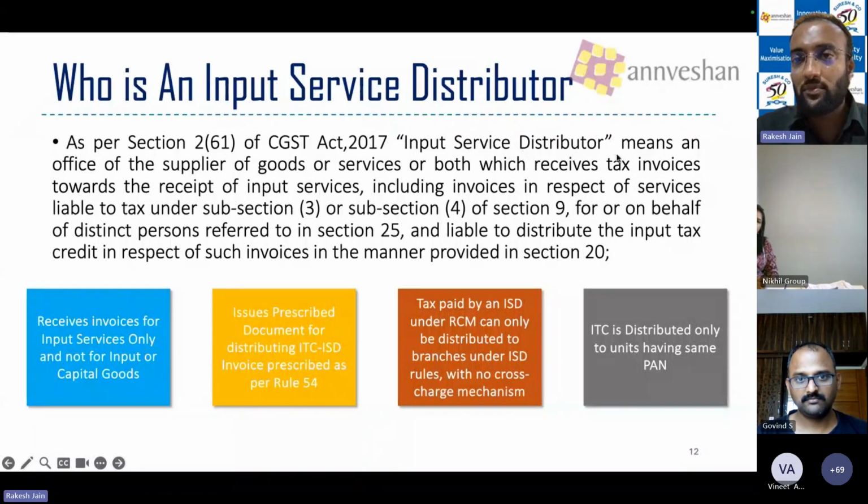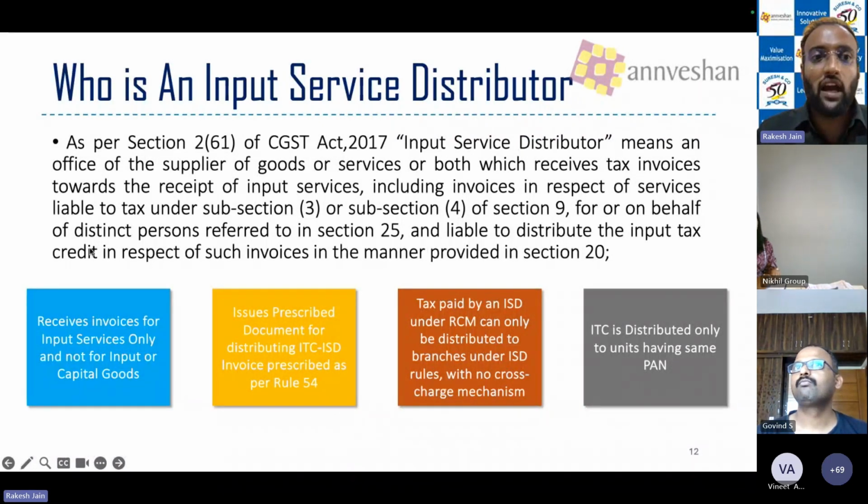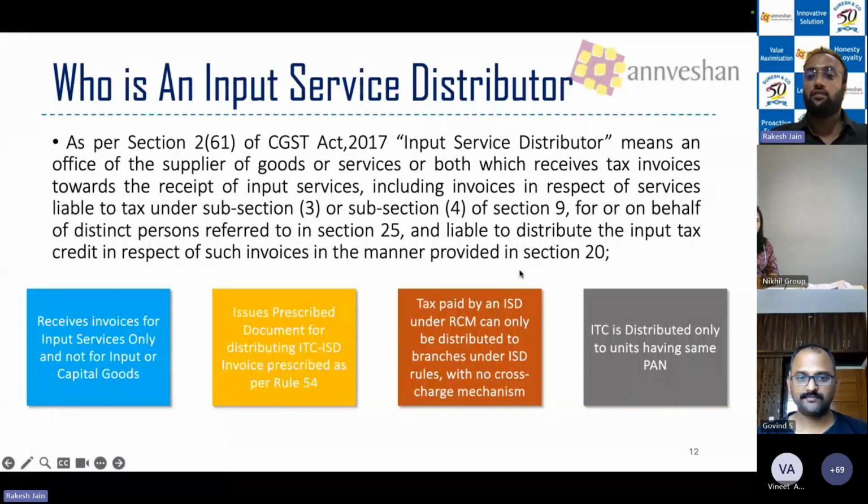Input service distributor means an office of a supplier of goods or services or both, which receives tax invoices towards the receipt of input services only, including RCM, for or on behalf of distinct persons referred to in section 25, and liable to distribute the input tax credit in respect of such invoices in the manner provided in section 20.